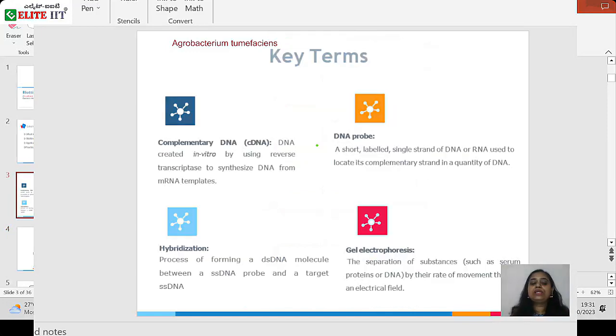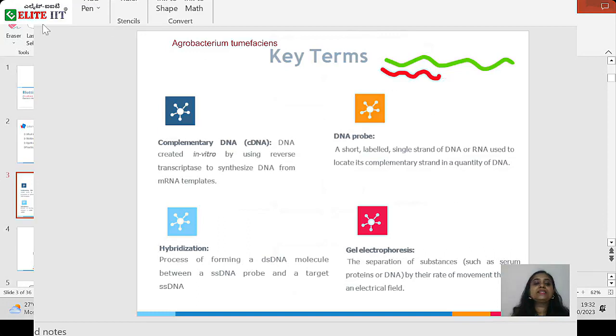Now, going to the DNA probe. A DNA probe is a short labeled single strand of DNA or RNA used to locate its complementary strand in a quantity of DNA. That means if you have one single-stranded DNA and you want to identify that strand, you use a complementary strand, but not a full strand. Only a complementary short strand.